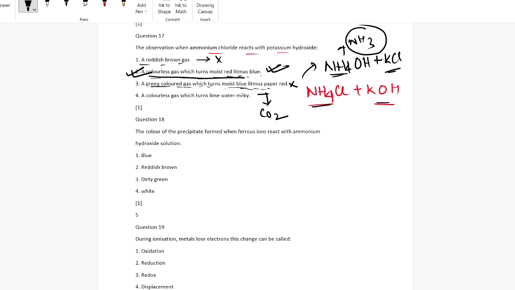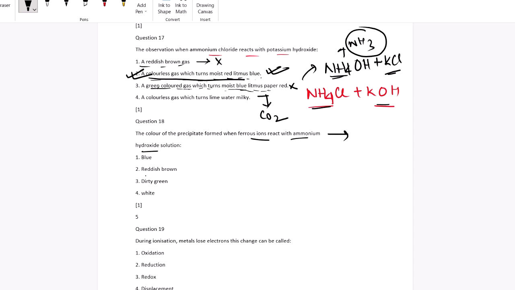Question number 18, the color of the precipitate formed when ferrous iron reacts with ammonium hydroxide solution. It forms ferrous hydroxide, and ferrous hydroxide will slowly turn reddish brown. But here it is asked the color of the precipitate formed when ferrous iron reacts with ammonium hydroxide. So the color of the precipitate is dirty green, then it will turn into reddish brown. So dirty green will be the answer according to me.